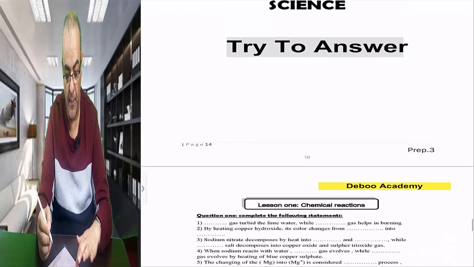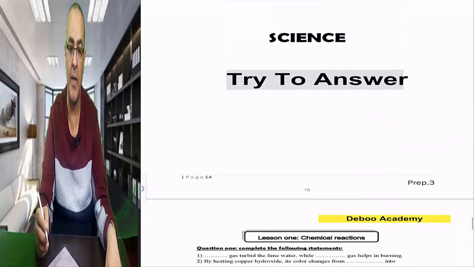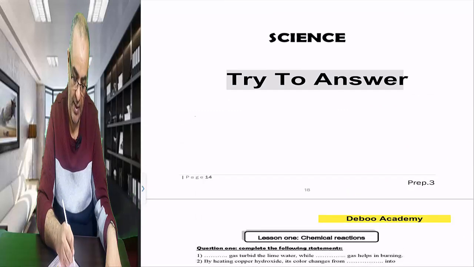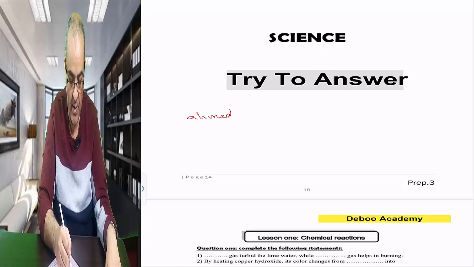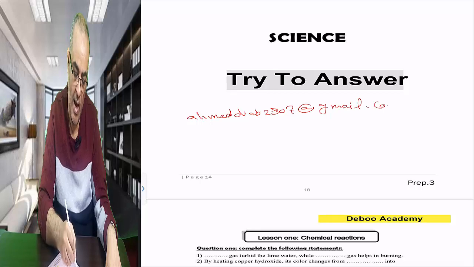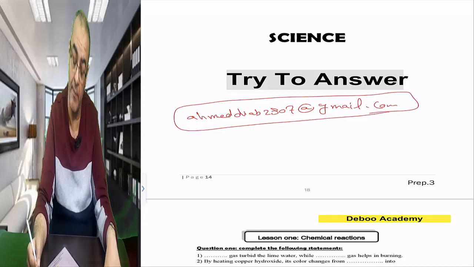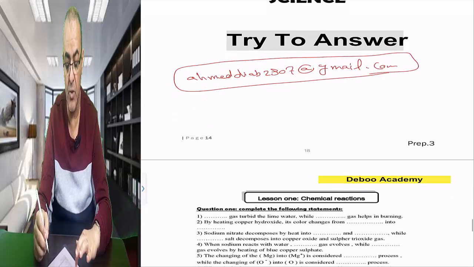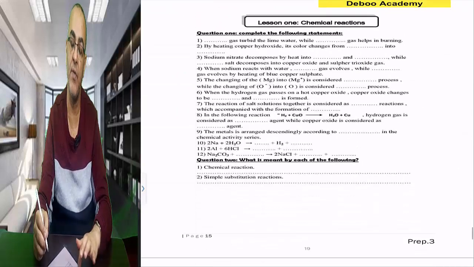Now try to solve. Anyone who sends me an email at Ahmed Diab 2807 at gmail.com, I will send this PDF to them, and I will let you solve this homework until we meet again.